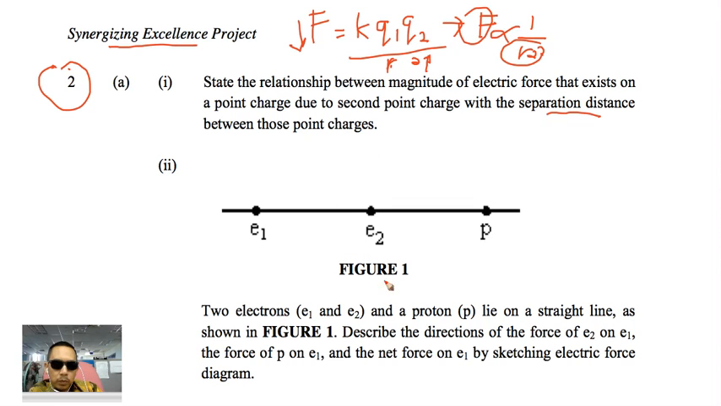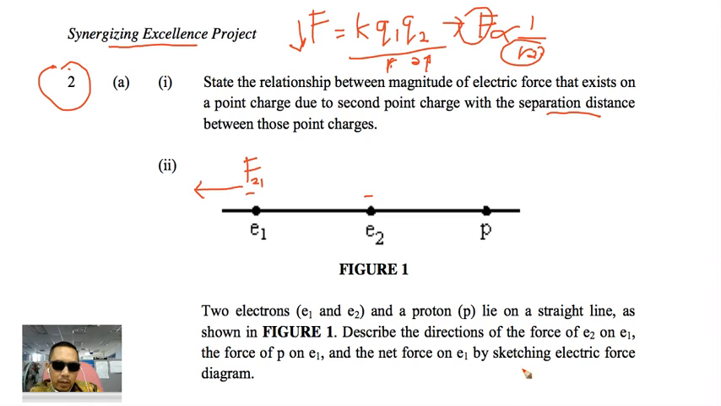Number 2, describe the direction of the force by E2 on E1. E1 is negative and E2 is negative, so this is a repulsive force. So the force by E2 on E1 is directed to the left.